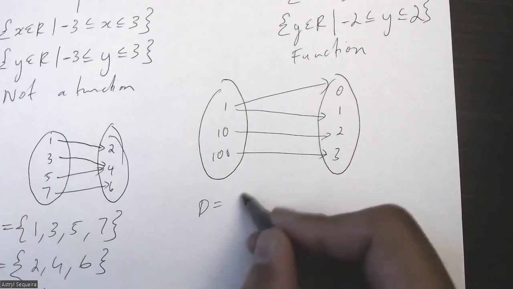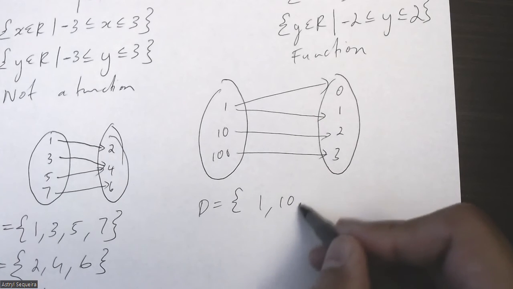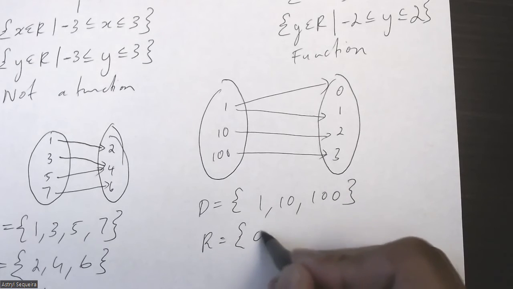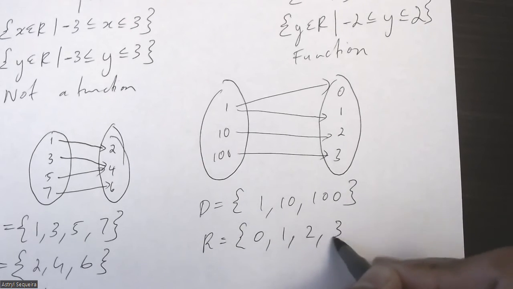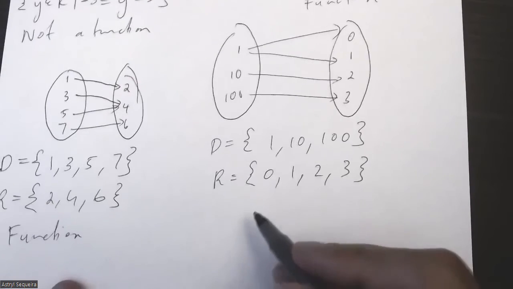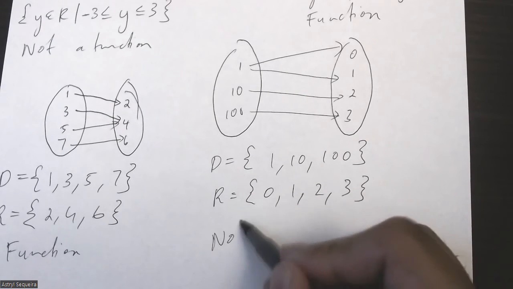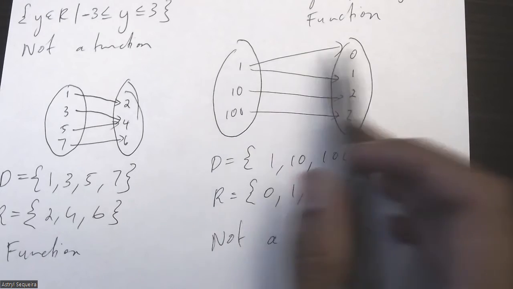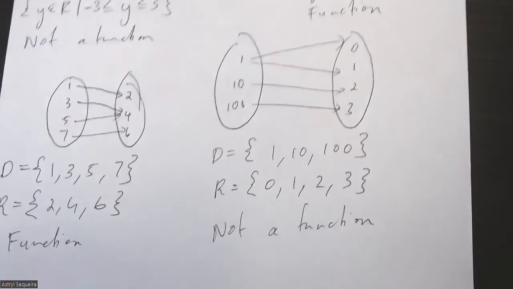So my domain here is just the x values, which is 1, 10, and 100. My range is just the y values, which is 0, 1, 2, 3. And then this one is actually not a function because you see the x value of 1 has 2 different y values.